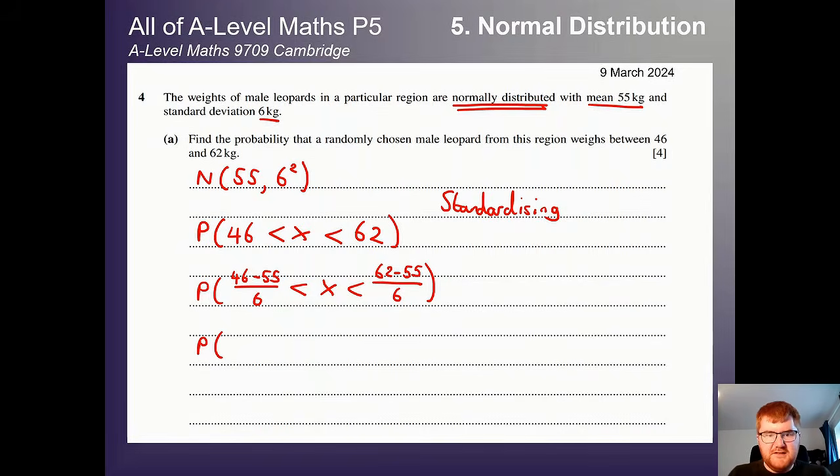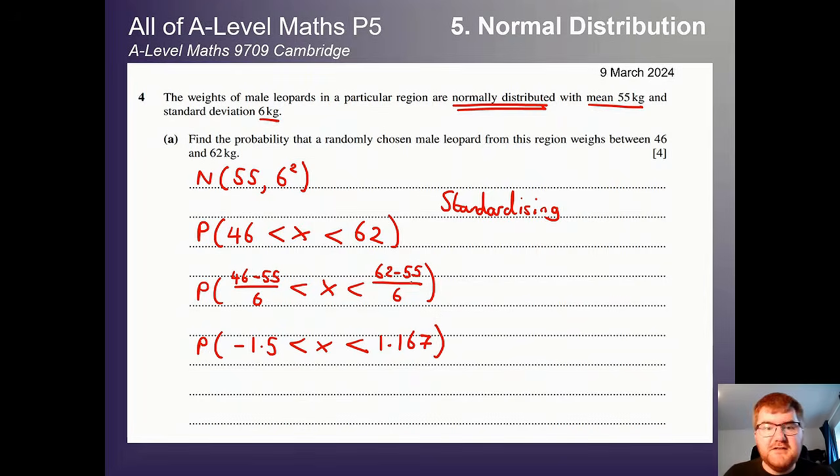So 46 minus 55 divided by 6 gives us negative 1.5. And 62 minus 55 divided by 6 gives us 7 over 6, which is 1.1666... Now we're going to work to 3 decimal places with our table, so 1.167. And you'll see why I've rounded it specifically to that in a moment.